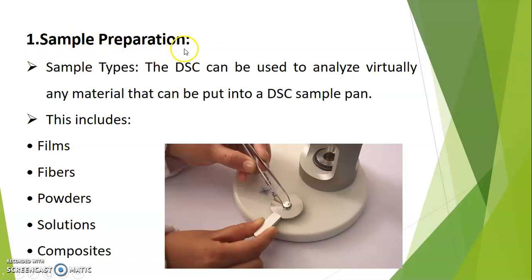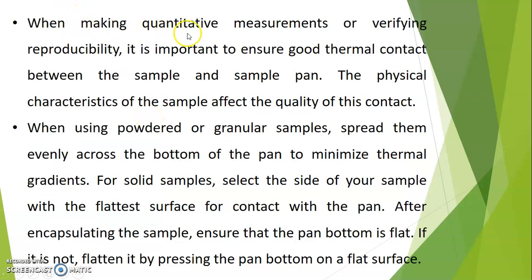First is sample preparation. In the sample types, DSC can be used to analyze virtually any material that can be put into a DSC sample pan, which includes films, fibers, powders, solutions, and composites. In this format we will use the sample. When making quantitative measurements or verifying reproducibility, it is important to ensure good thermal contact between the sample and sample pan. So good thermal conductivity is required. The physical characteristics of the sample affect the quality of this contact.